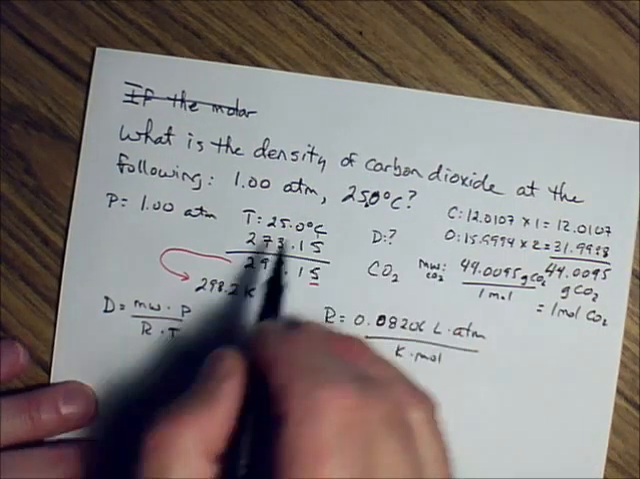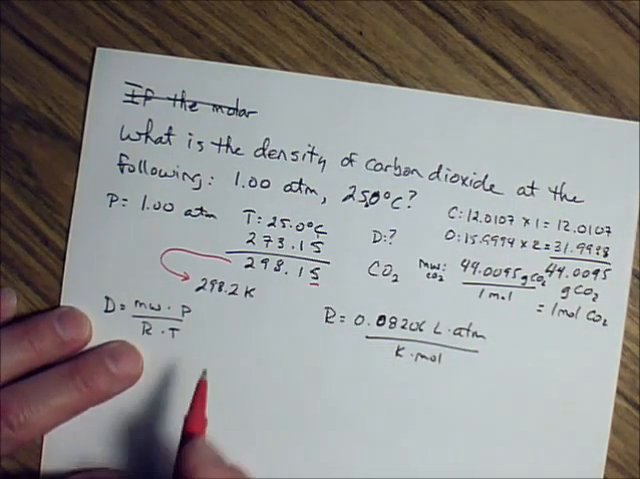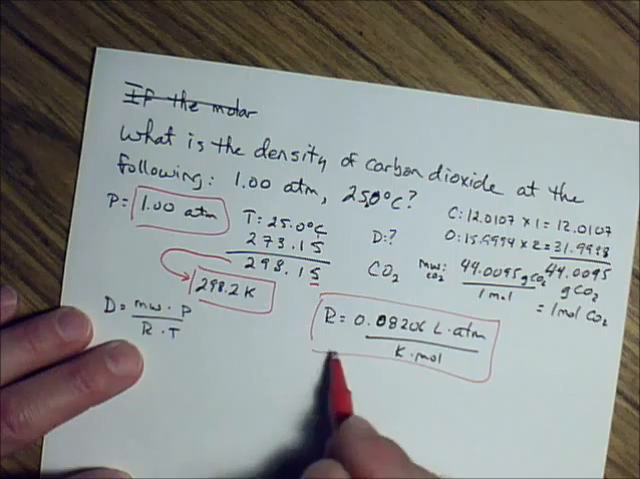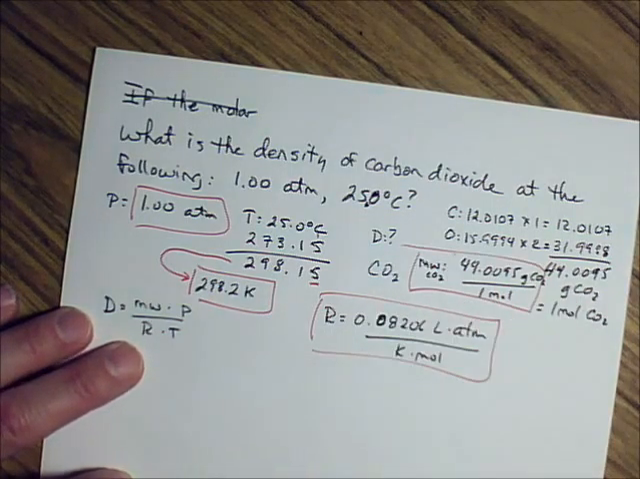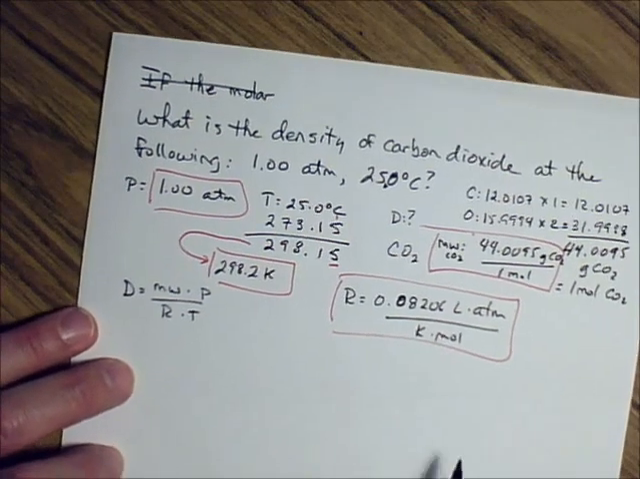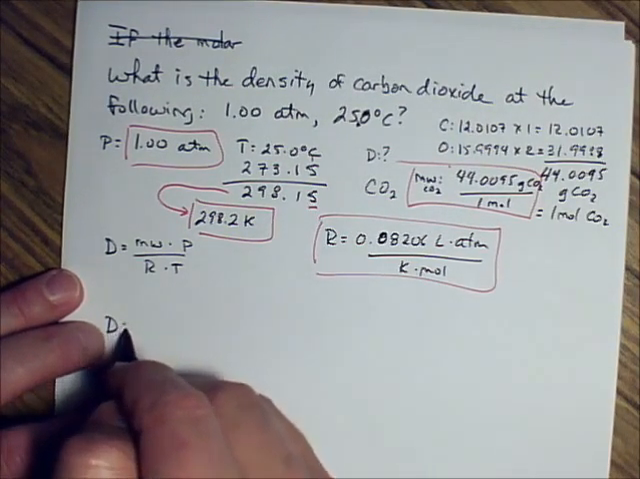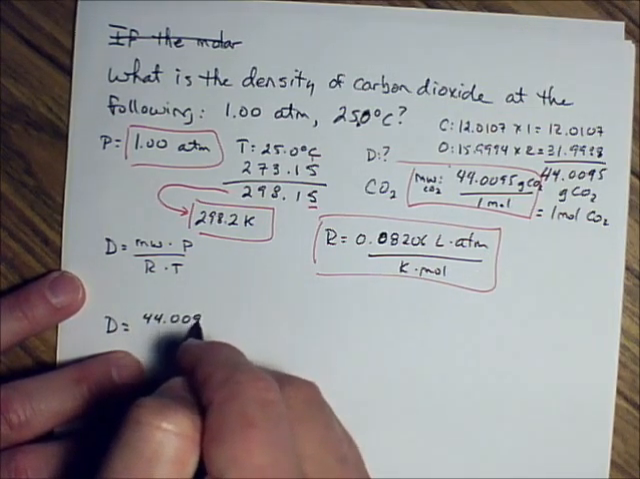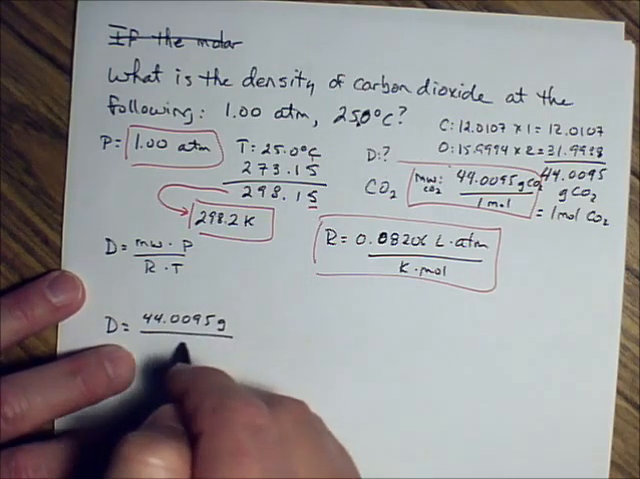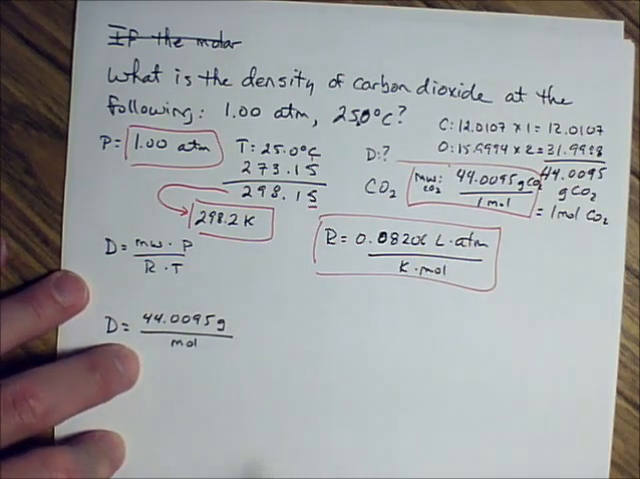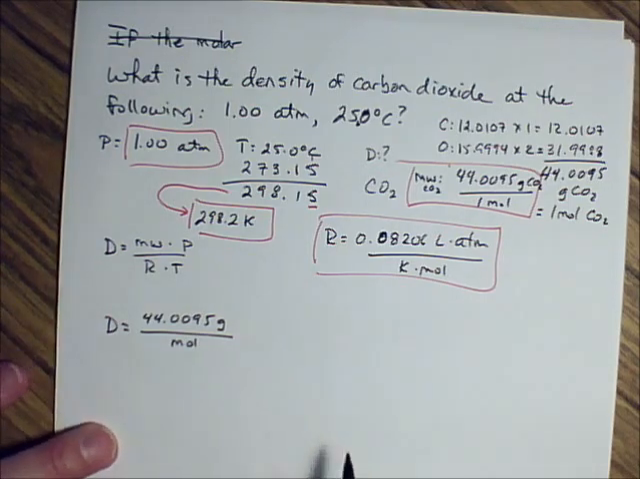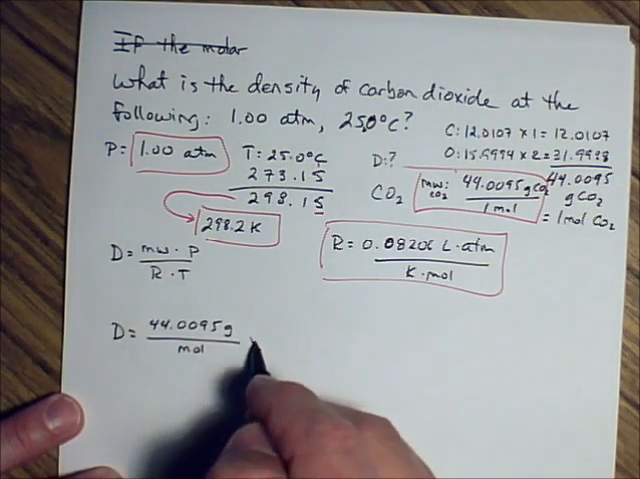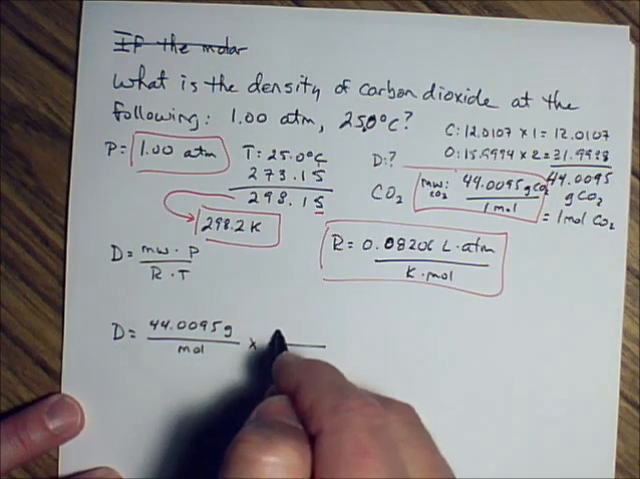And now we're ready to put all these things into this equation. We've got temperature here, pressure here, R here, and the molar weight over here. So density is going to equal the molar weight, 44.0095 grams per mole. I don't really need the species for this because the species doesn't change, but I could put it in; it won't hurt anything. Then we multiply that times the pressure, which is 1 atmosphere.